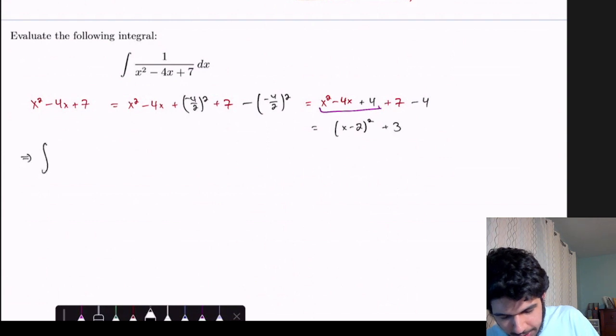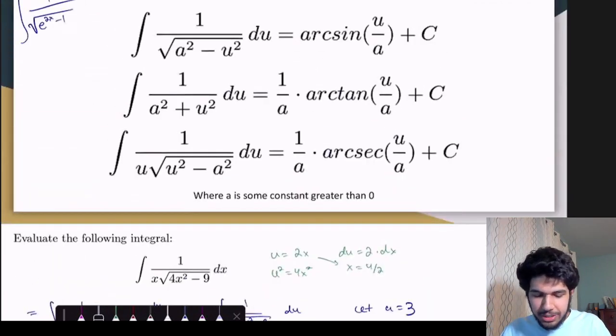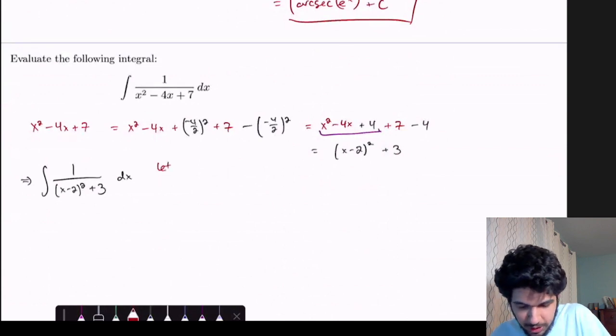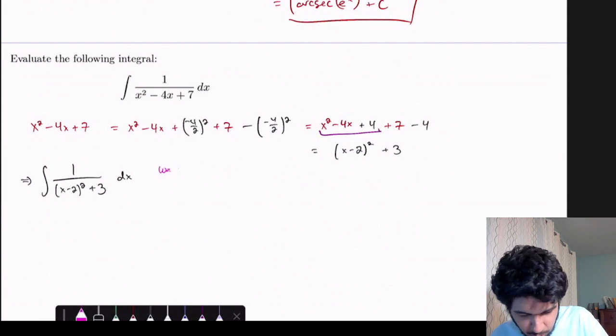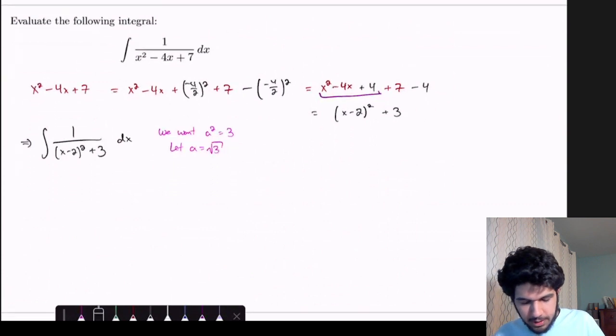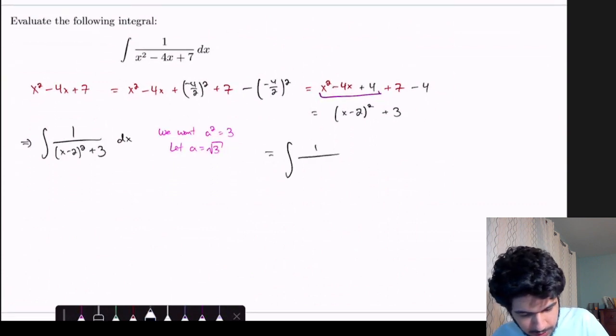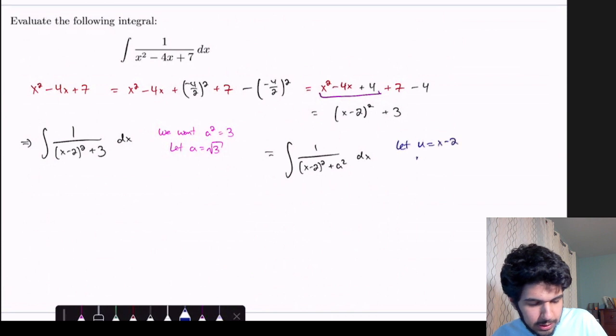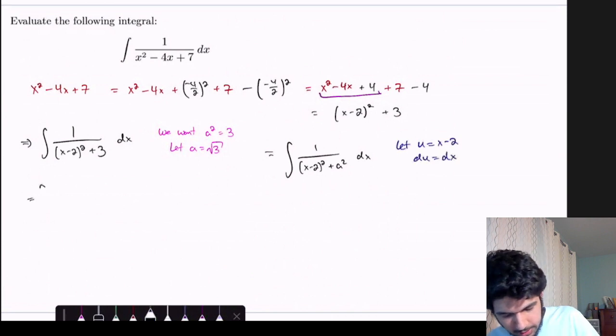7 minus 4 is 3. So our integral can be rewritten as 1 over x minus 2 squared plus 3, which is pretty close to what we wanted, right? We wanted a function of x squared, and we have that now. We just need the constant squared. So we want a squared to equal 3. So let's let a equal the square root of 3. And then we have the integral of 1 over x minus 2 squared plus a squared dx. We can let u equal x minus 2, and du equals dx.